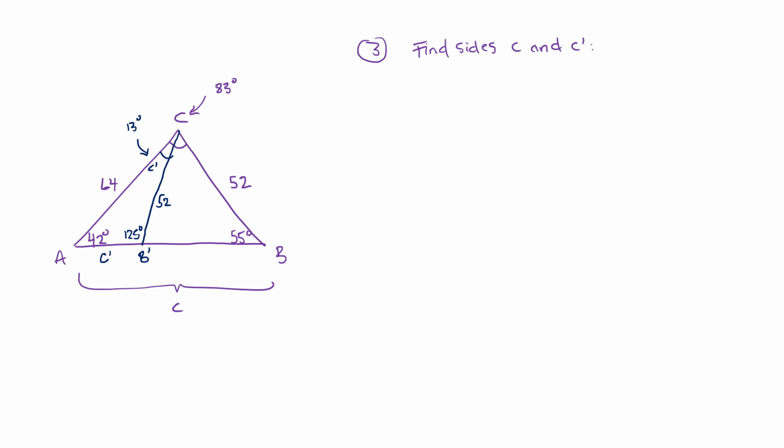All right. So the ratio for A would be 52 over the sine of A, which is 42. Ratio for C will be lowercase c over the sine of C, because that's what we're trying to find. And the angle of C is 83. For the C prime ratio, it'll be similar. So we have 52, that's definitely 52, over the sine of 42 equals the ratio of C prime over the sine of angle C prime, which is 13.